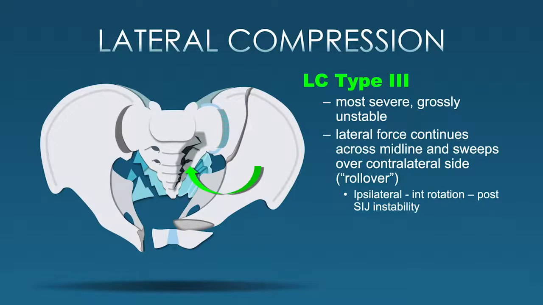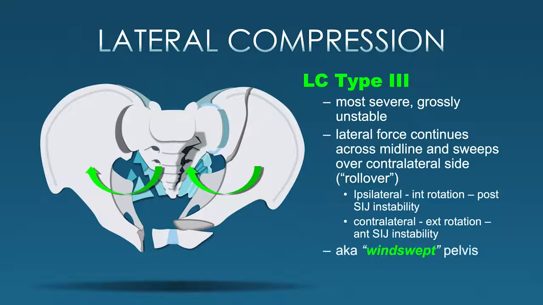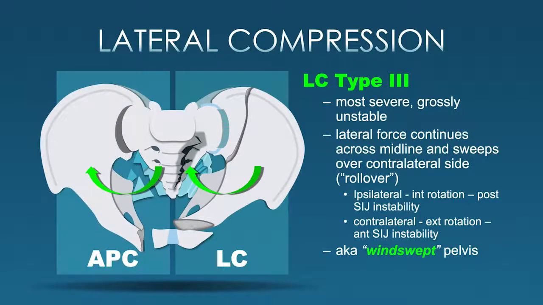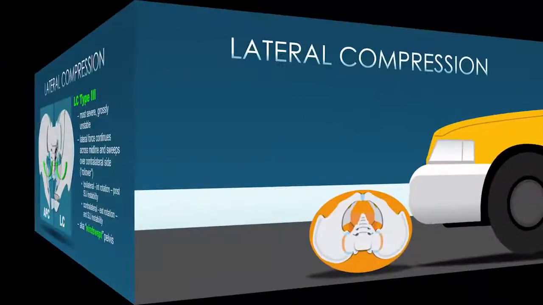We have on the ipsilateral side internal rotation, and on the contralateral side we see external rotation. This is what is referred to as a windswept pelvis. So this side is a lateral compression injury, essentially what we just saw with the type 2, but now we're adding this whole anterior-posterior compression injury on the contralateral side. This is how this happens.